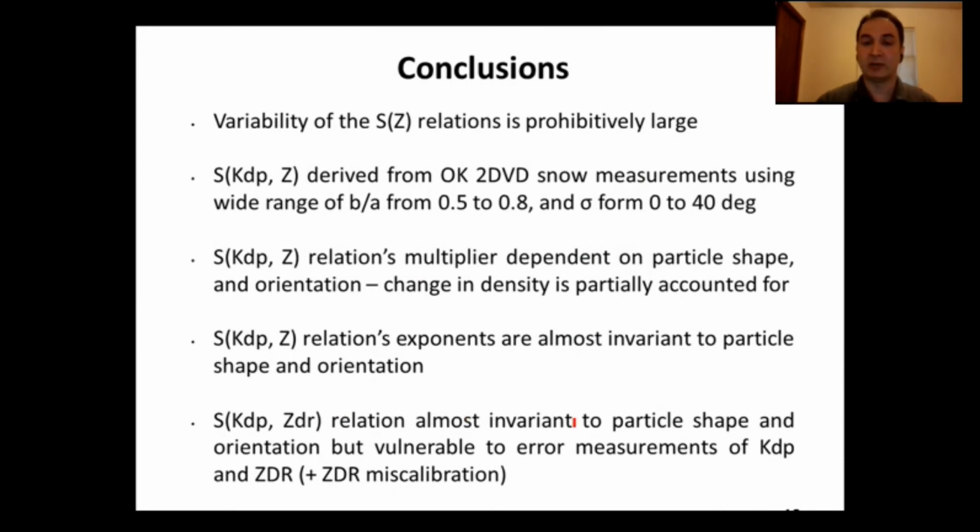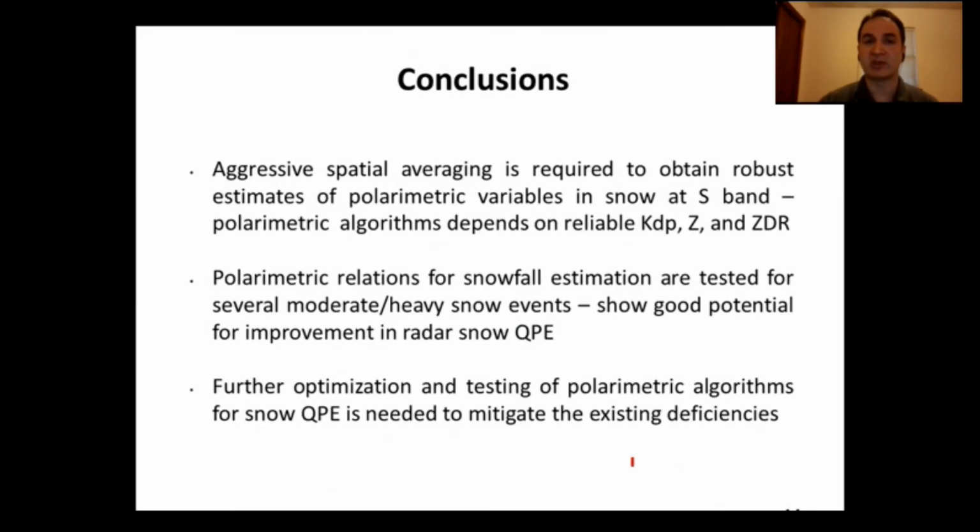SOKDPZDR is almost invariant to particle shape and orientation, even for size distribution variability, but it's vulnerable to measurement errors of KDP and ZDR, and also ZDR miscalibration. So aggressive spatial averaging is required to obtain more robust estimates of these polarimetric variables, at least in S-band, and then we can use KDP, Z, and ZDR more reliably.